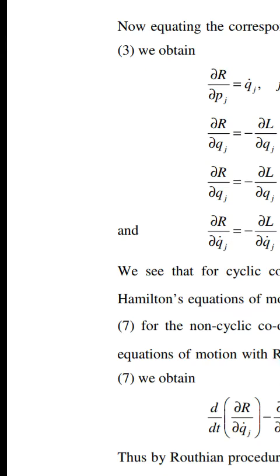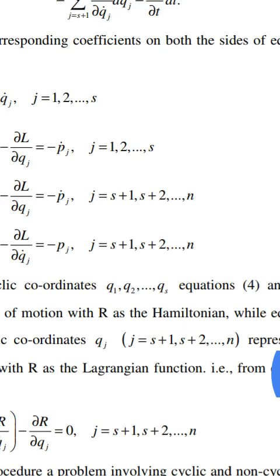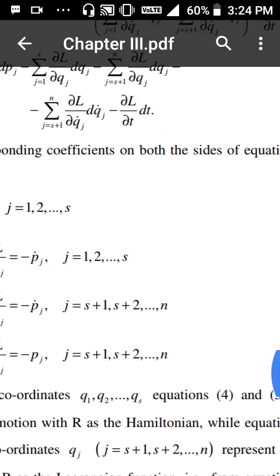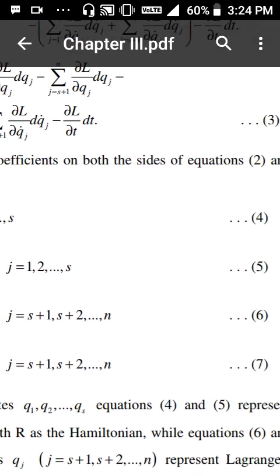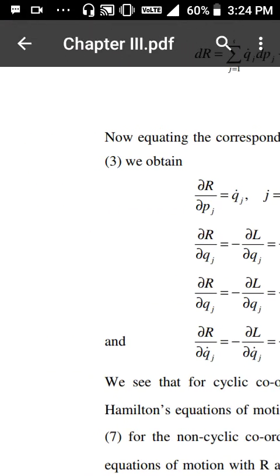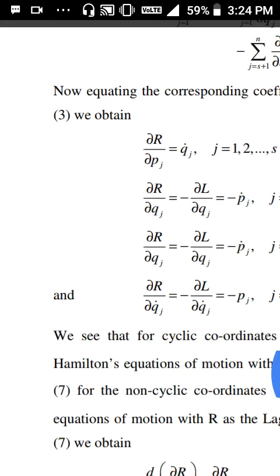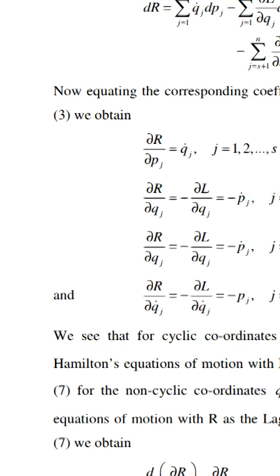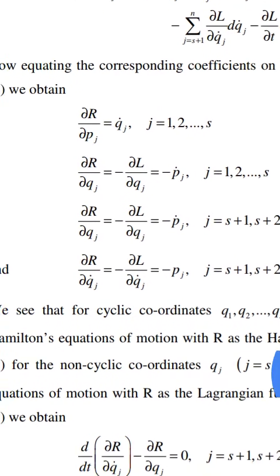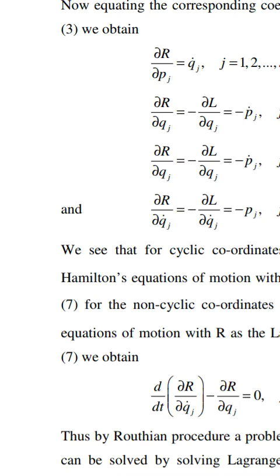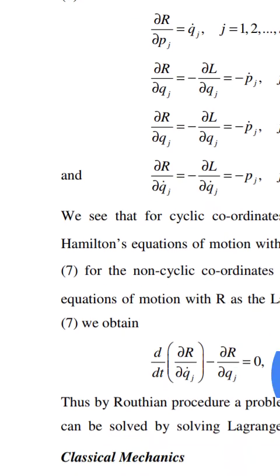Now equating the corresponding coefficients on both sides of equations 2 and 3, we obtain dou R by dou pj equal to qj dot, j equal to 1, 2, 3, ...; dou R by dou qj equal to minus dou L by dou qj equal to minus pj dot; and dou R by dou qj dot equal to minus dou L by dou qj dot equal to minus pj.